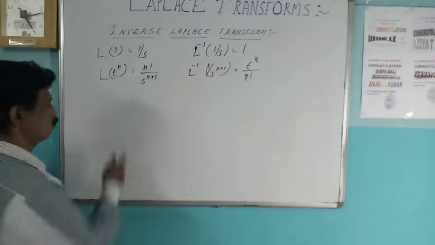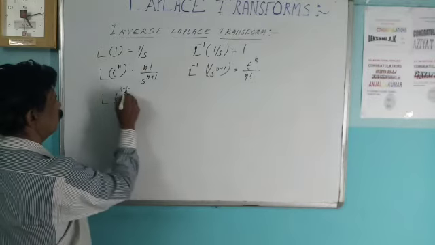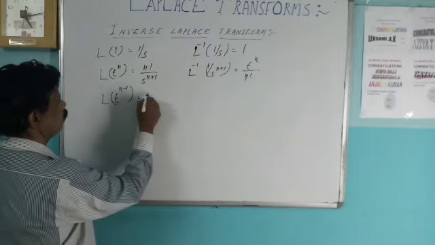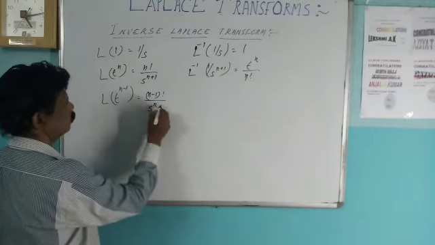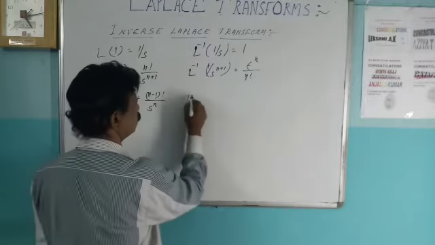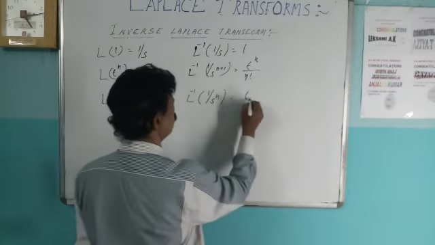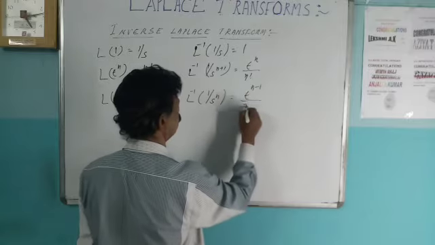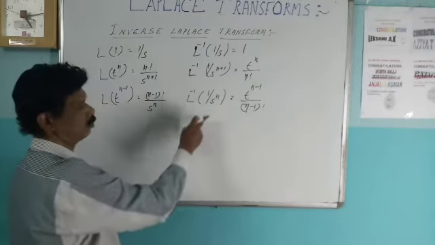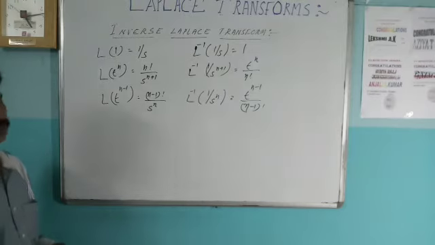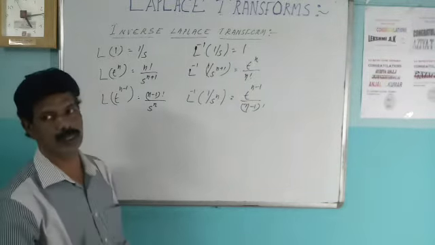There is another version of this formula. Laplace of t raised to n minus 1 is equal to n minus 1 factorial divided by s raised to n. So, Laplace inverse of 1 by s raised to n is equal to t raised to n minus 1 by n minus 1 factorial. You have to learn or remember this formula.